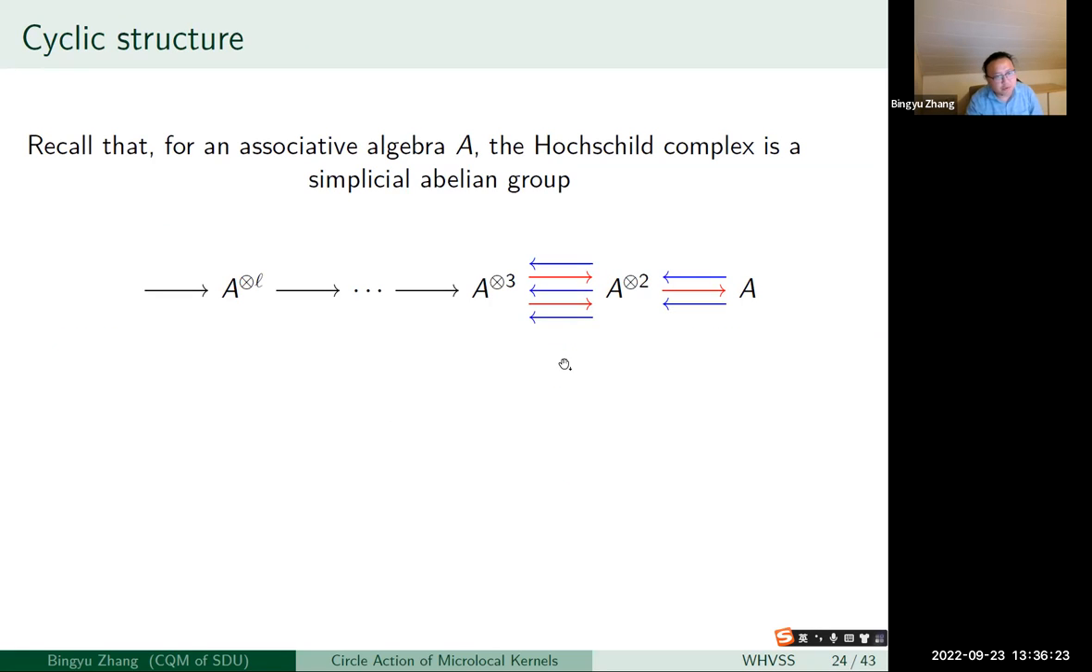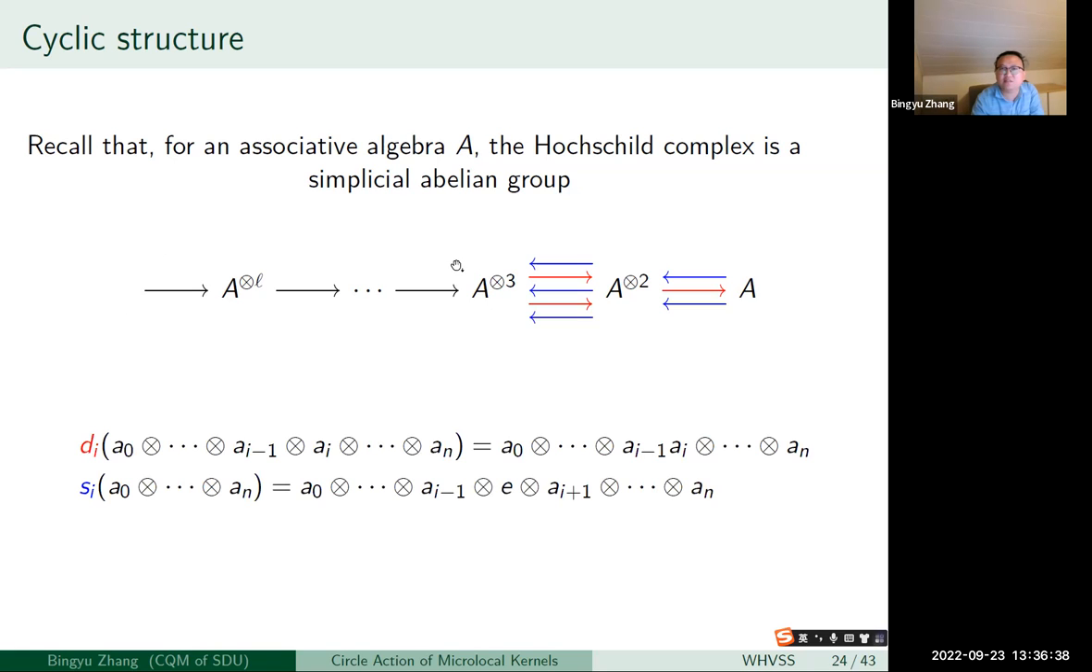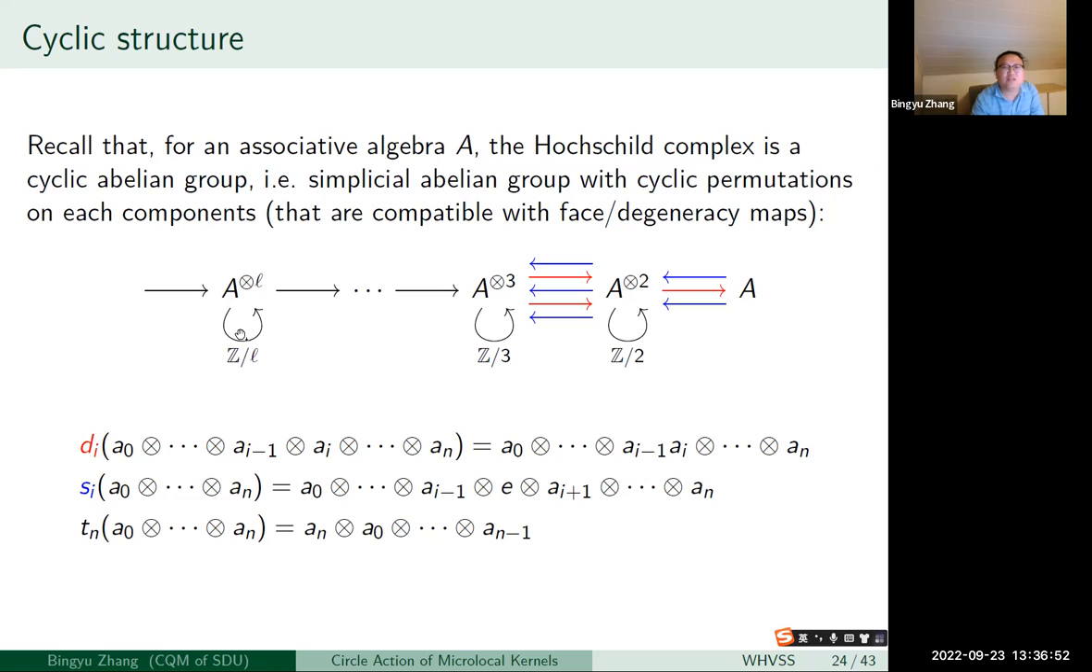Now we go into the construction of the S1 structure. Let's go back to the Hausdorff chain. We start from an associative algebra, and we consider the Hausdorff chain complex as a simplicial abelian group. It means that we have different tensor products, and we have boundary and degeneracy maps given by the product and the unit. And then if we are given cyclic permutation of the different factors, we get a cyclic abelian group.